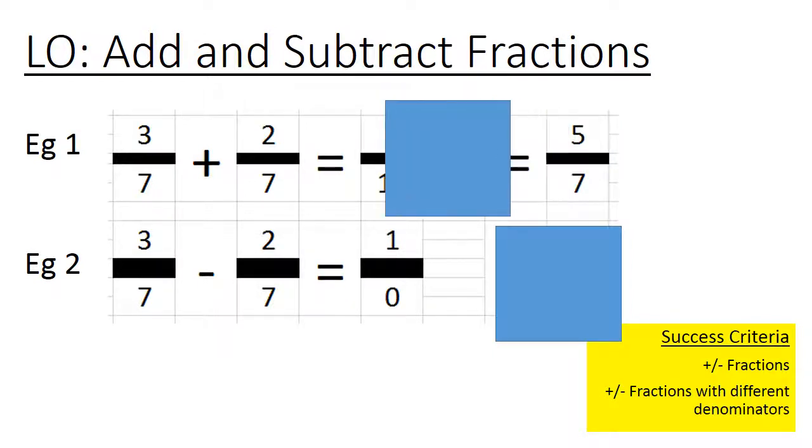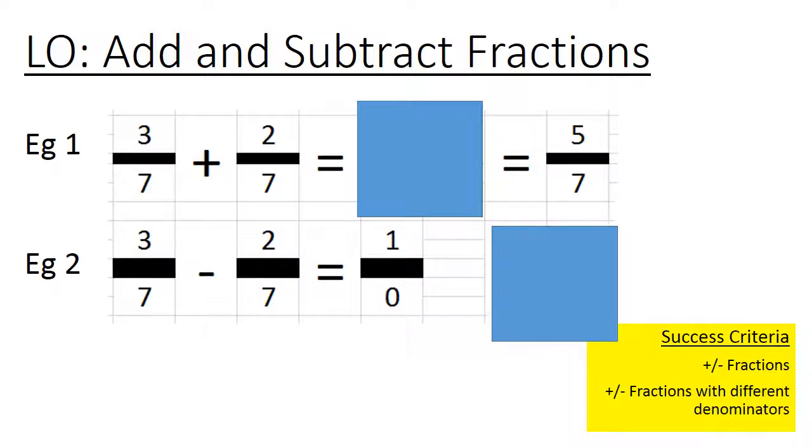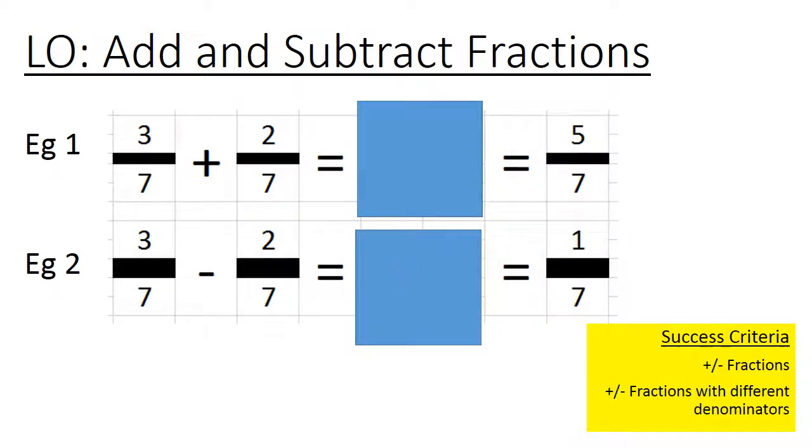It should actually be 5/7 because you don't add the denominators. Okay, so you do add the numerators, 3 plus 2 is 5, but you keep the denominators the same. So the second example, when we're taking away, 3 take away 2 is still 1, but of course we still keep the denominators the same.